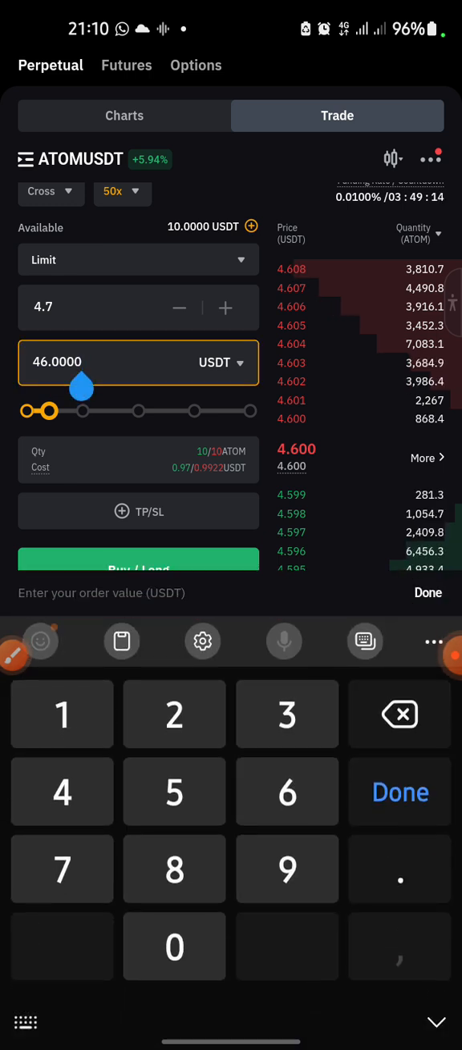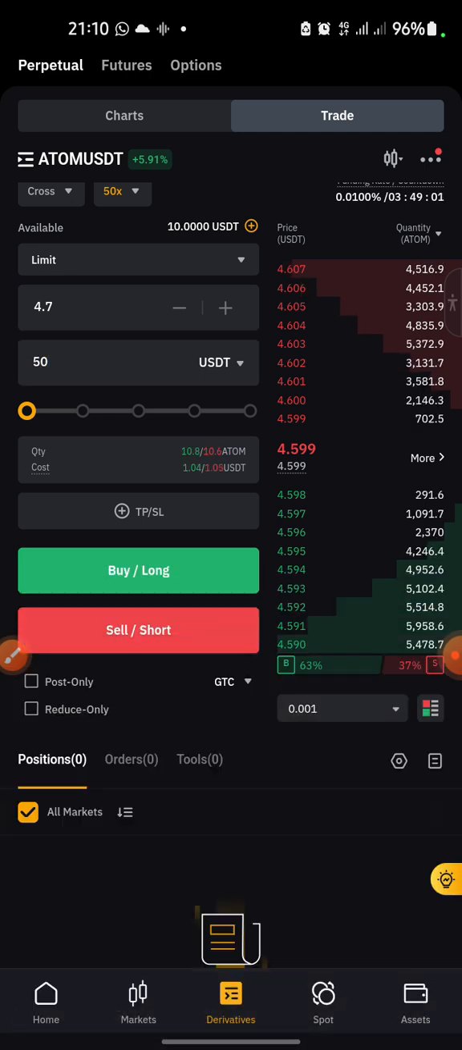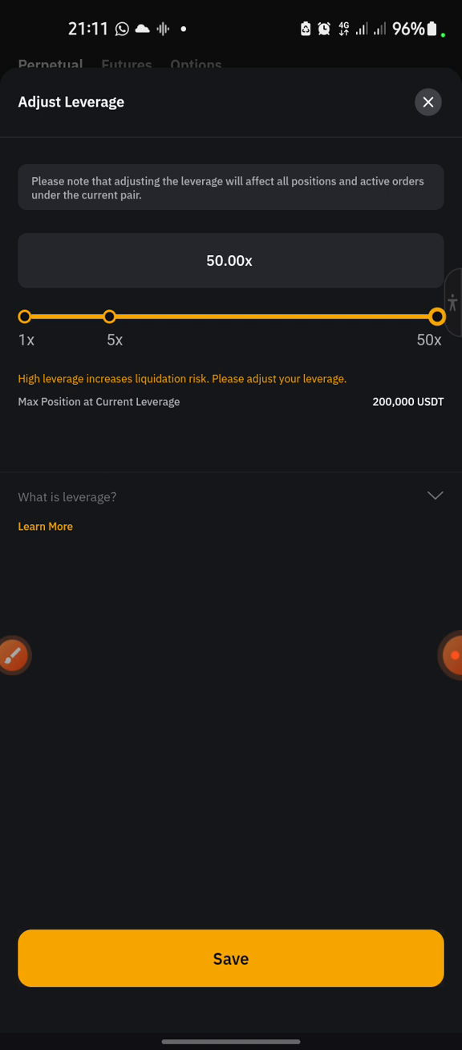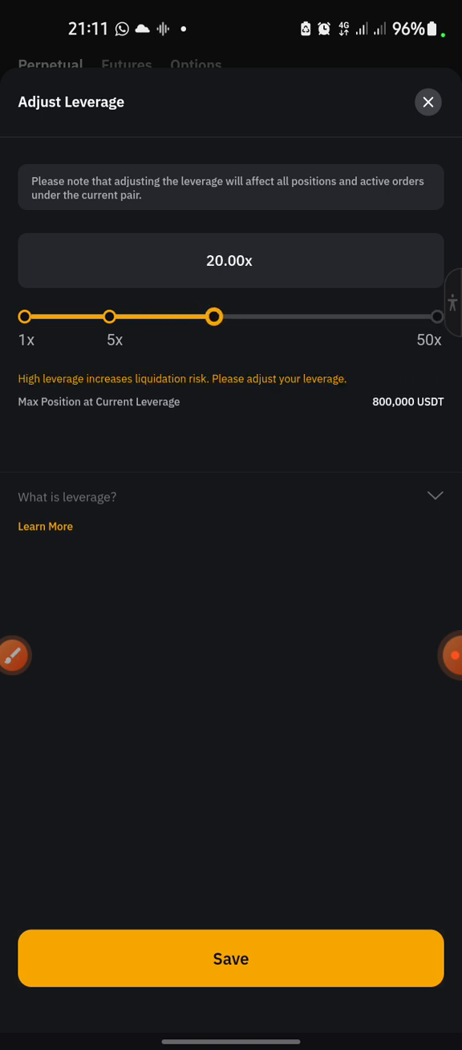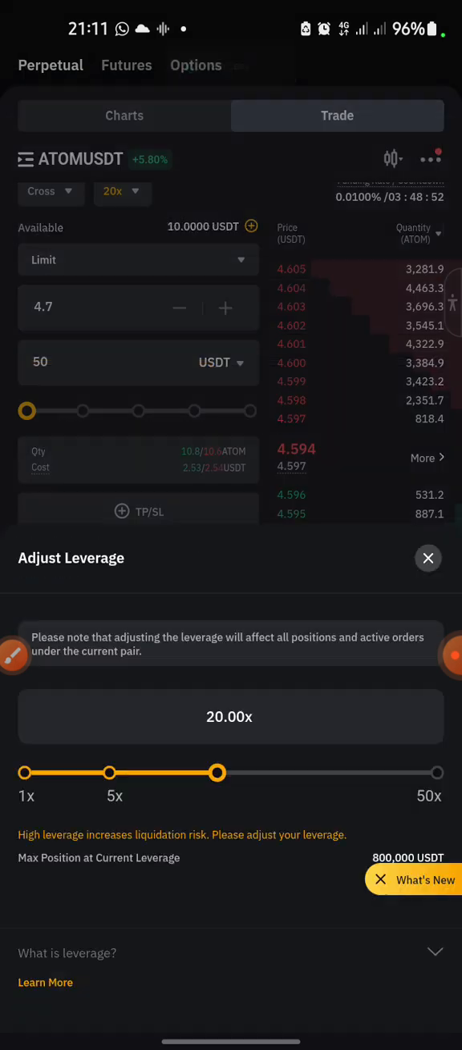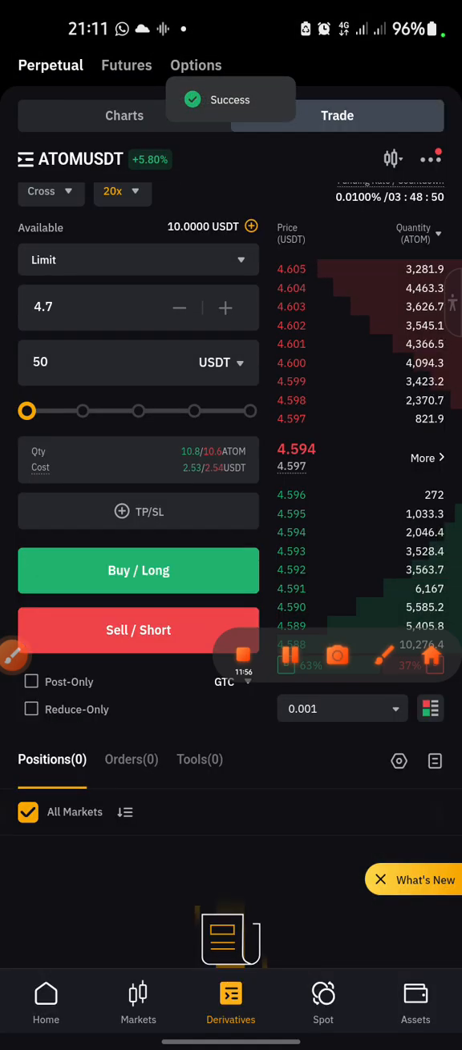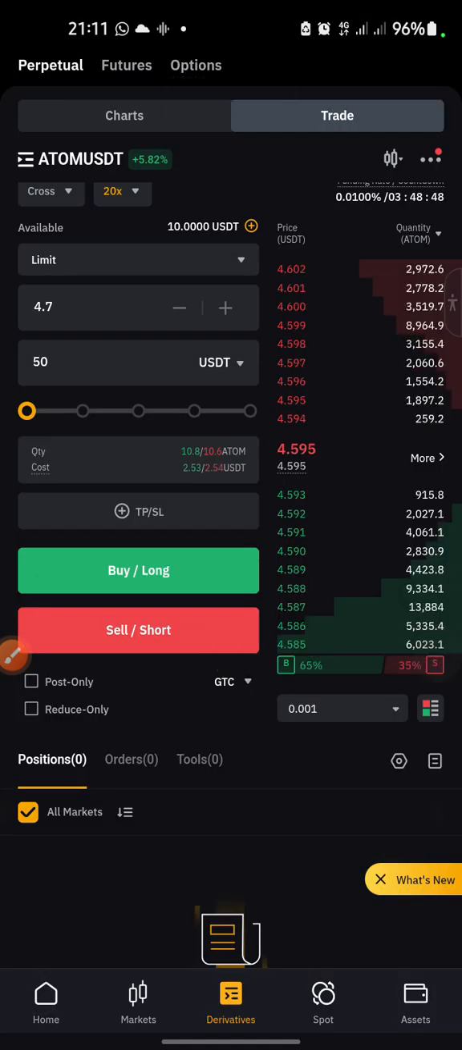Or you can do the calculation yourself, because this 46 doesn't really make sense. You can see the cost 0.97. Work with round figures here. So you just go to your 50, input your 50, and you have your 1.04 USDT. So we change that, go from the 50x back to our 20x. So that'll be all for this video.